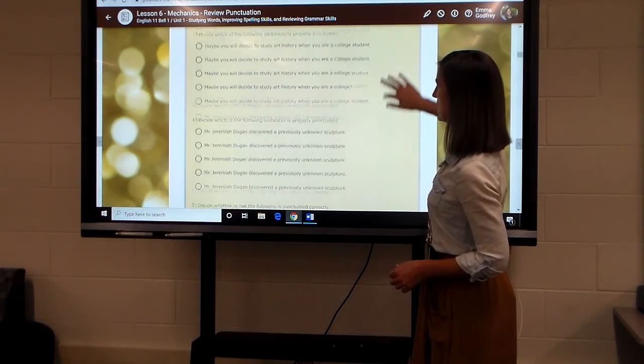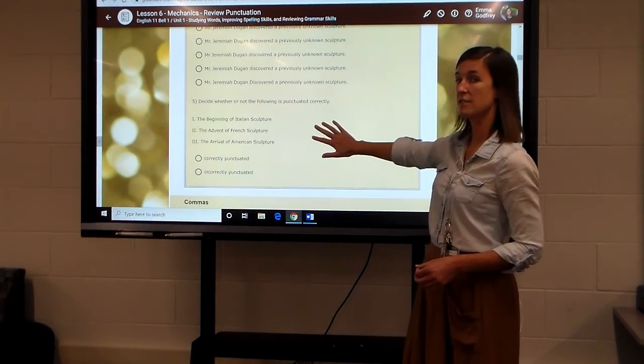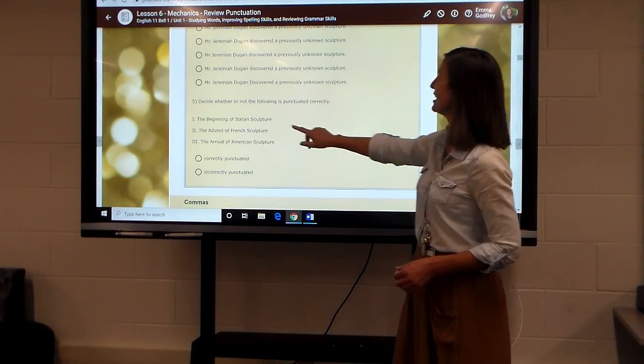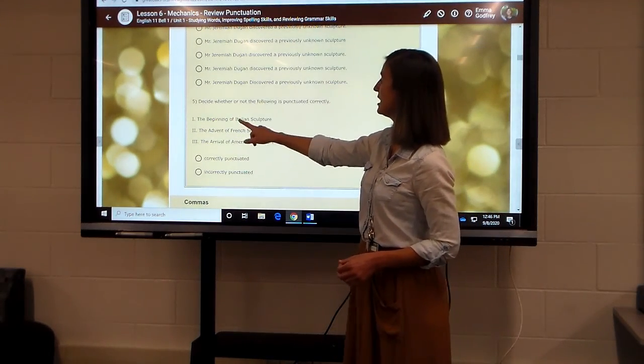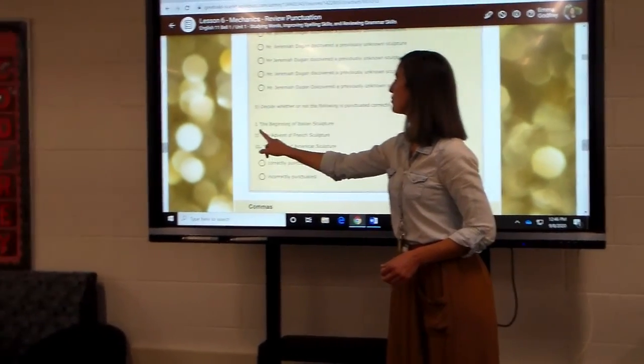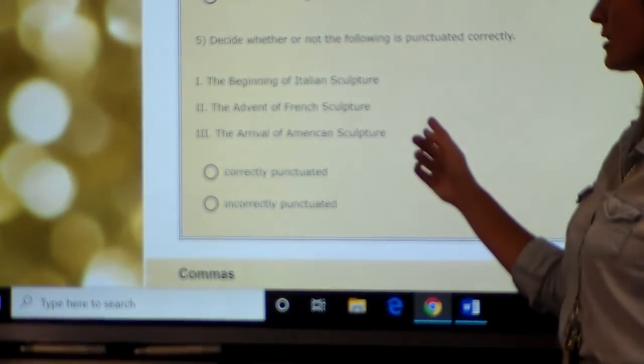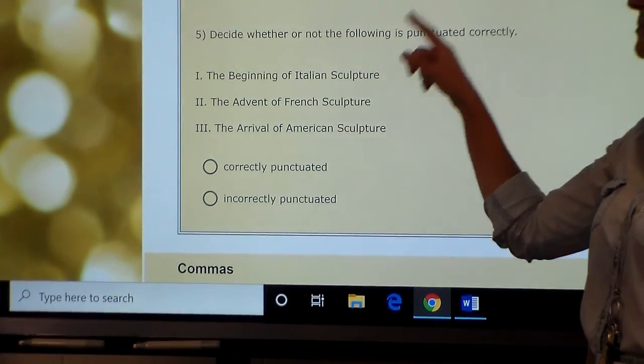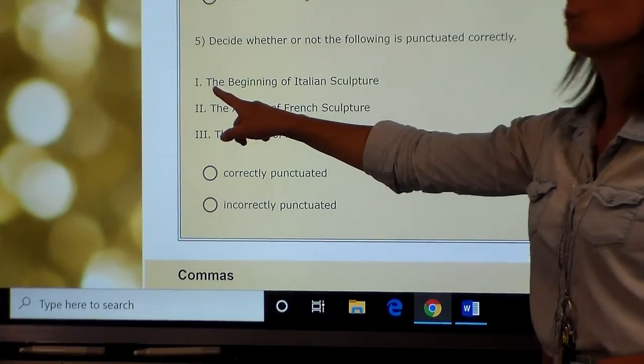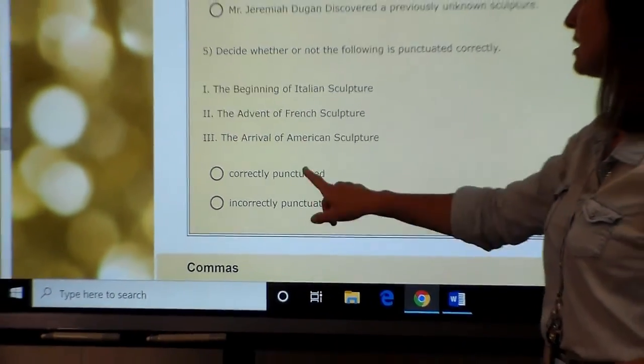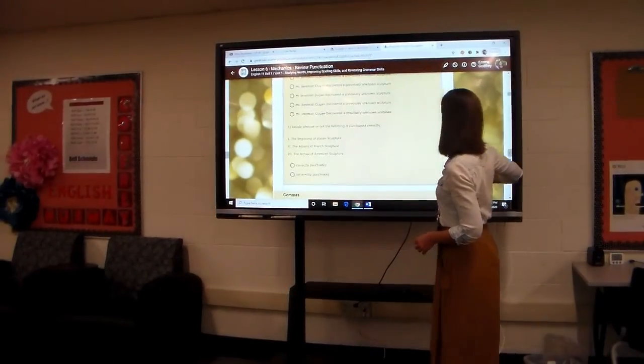And then when you get down here to question 5, this is your freebie. So we're looking at if we have an outline here, after these Roman numerals, are they punctuated correctly? And the rule at the top said after we either use letters or numbers, we do put a period there. So for this one, it is correctly punctuated.